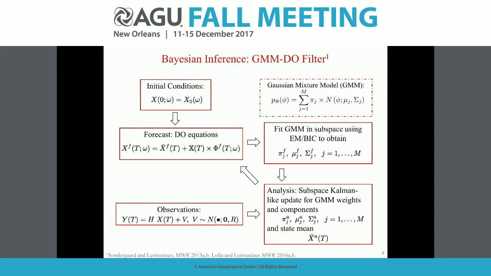And for performing the assimilation, what I use is the GMM-DO filter. So I essentially do this in the subspace where I fit a Gaussian mixture model, and then I can carry out Kalman-like updates for each Gaussian mixture component, and then keep on doing this sequentially.